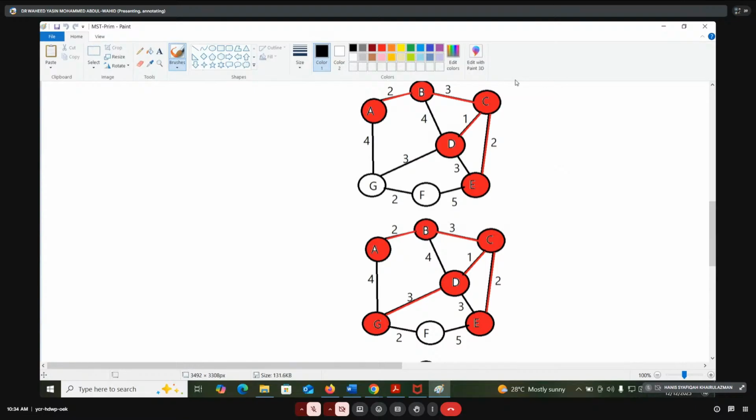D3, DE. If I select DE, it will be a cycle. So I will ignore D3. So here DG 3. Okay, from here AG 4, from E, F 5. So the minimum is DG. So I select DG.